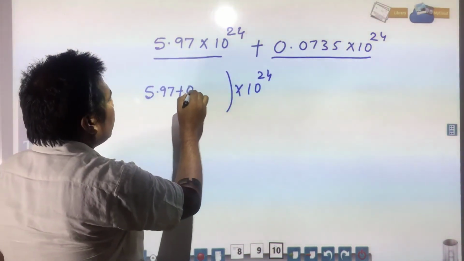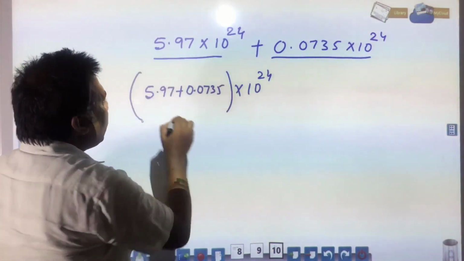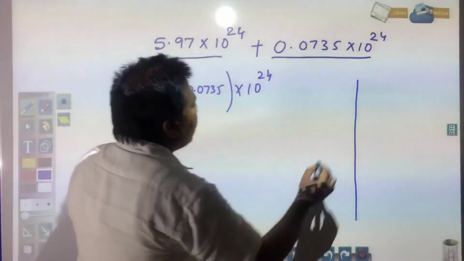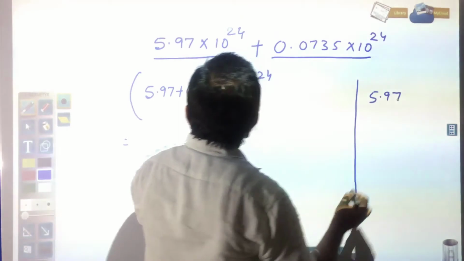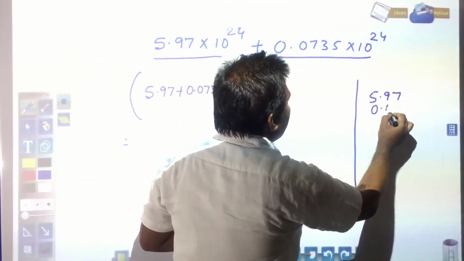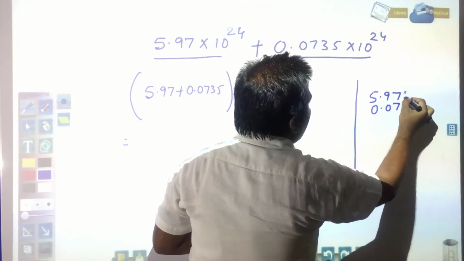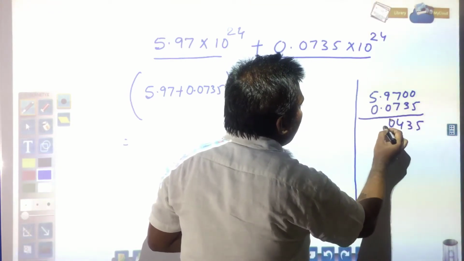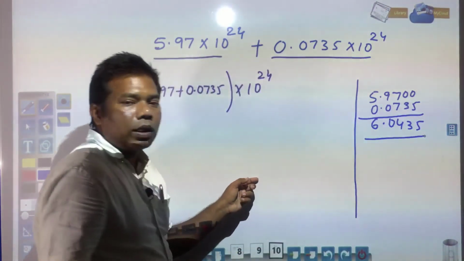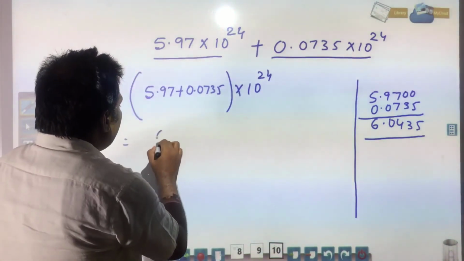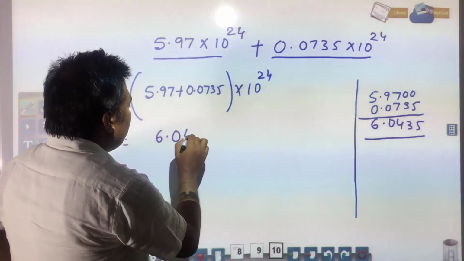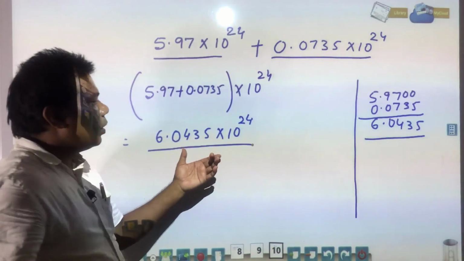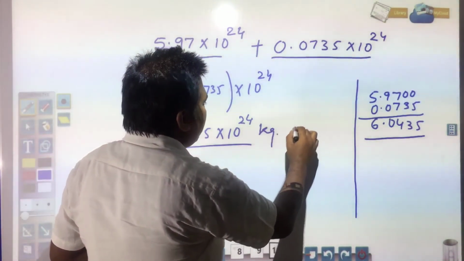5.97 plus 0.0735. Now, add this number. Here you see how we will add 5.97 and you need to add 0.0735. So, here you can put zeros, this will become 35, 14, 0 and this will become 6.0435. So, here you see this can be written as 6.0435 into 10 to the power 24. So, this will be your answer, this will be kg.